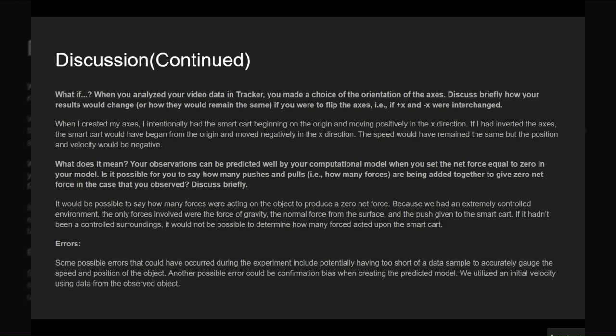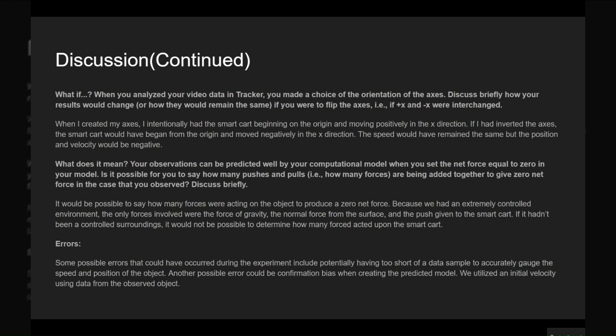Now, it would be possible to say how many forces were acting on the object to produce the zero net force, because in this case we had an extremely controlled environment, and the only forces were the force of gravity, the normal force from the surface, and the push given to the smart cart. If it hadn't been a controlled surrounding, it would not be possible to determine how many forces acted upon the smart cart.